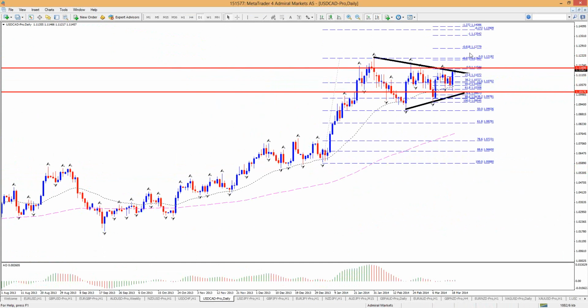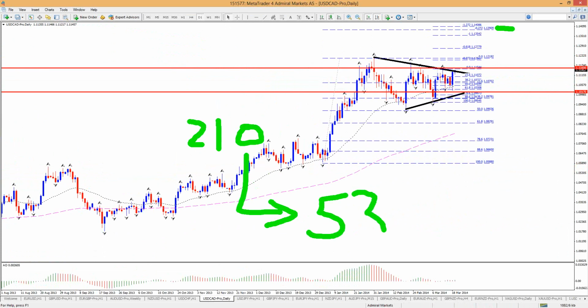The main target is 113.90. It would be good to go a bit below that, so 113.70, which is about 210 pips reward. That's what I would use for a TP, and the stop loss would be 53 pips, which is roughly a 4-to-1 trade.